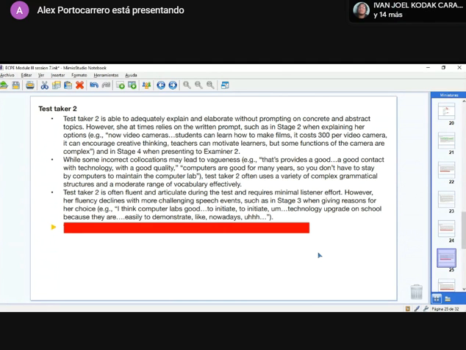I think computer labs good to initiate technology upgrade on school because they are easily to demonstrate like nowadays. So is this person ready for the ACP?